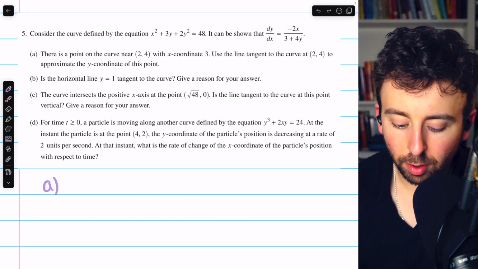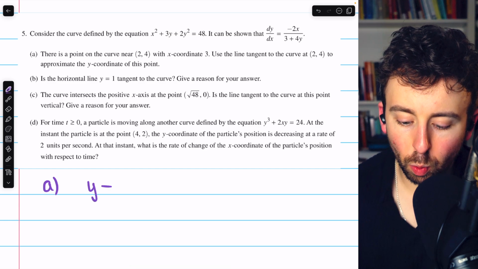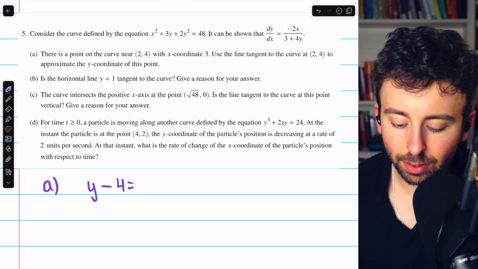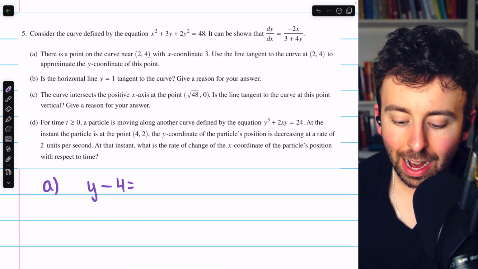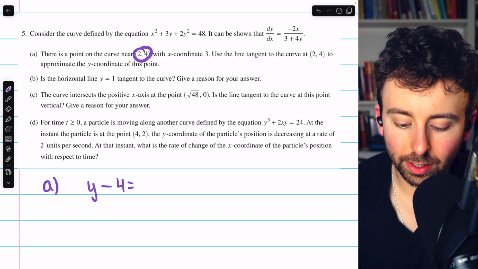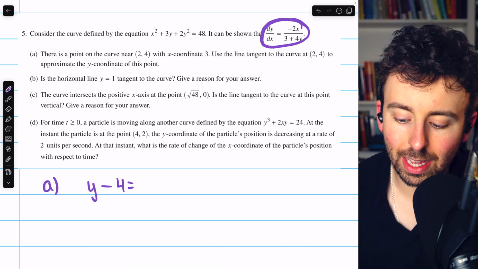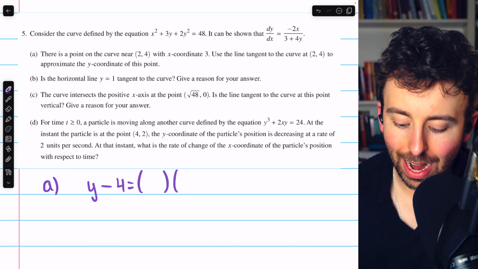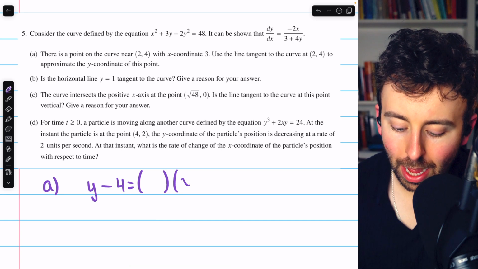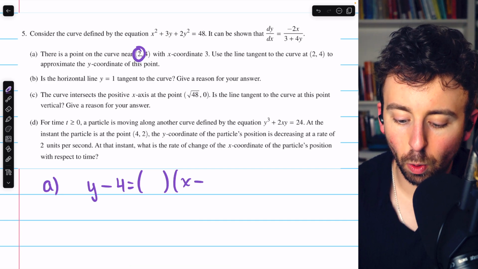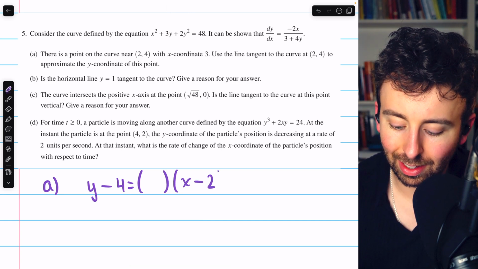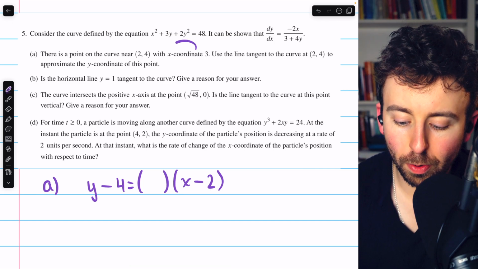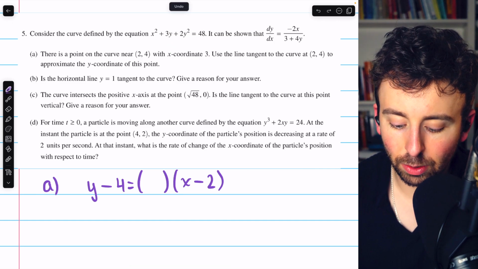the tangent line. So for our tangent line, we will have y minus the y coordinate, which is 4, equals the slope, and we can find the slope by plugging this point (2, 4) into the given derivative expression. So I'll just put parentheses there and we'll come back to that. The slope will be multiplied by x minus the x coordinate, which is 2. We are just using this given point (2, 4) to construct a tangent line, and we'll use that to approximate the y value when x equals 3.